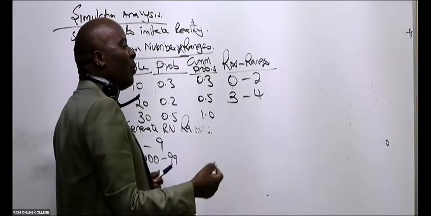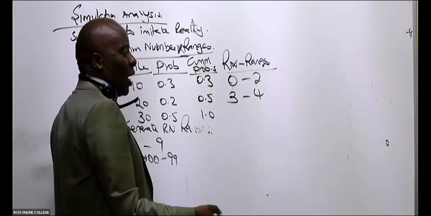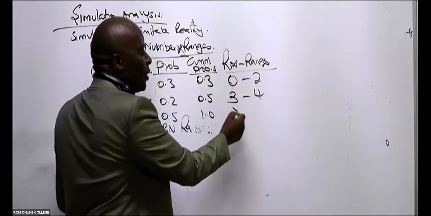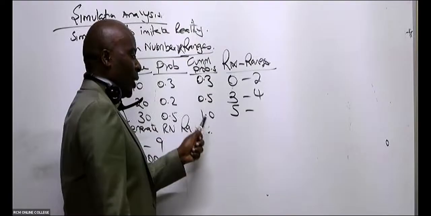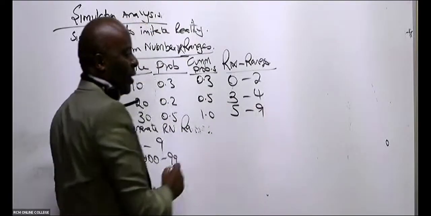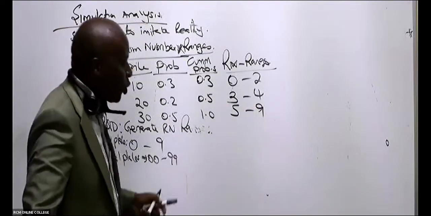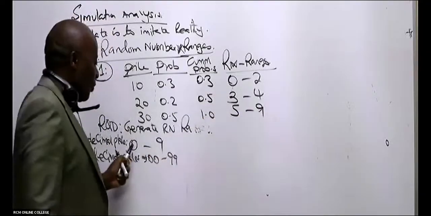And then you take on the next class. The next class now will begin from the next number after 4. After 4 on the number line, the next number is 5, all the way to, you take this as if it is 10. So 10 minus 1 gives me 9. You see, it's running from 0 to 9.